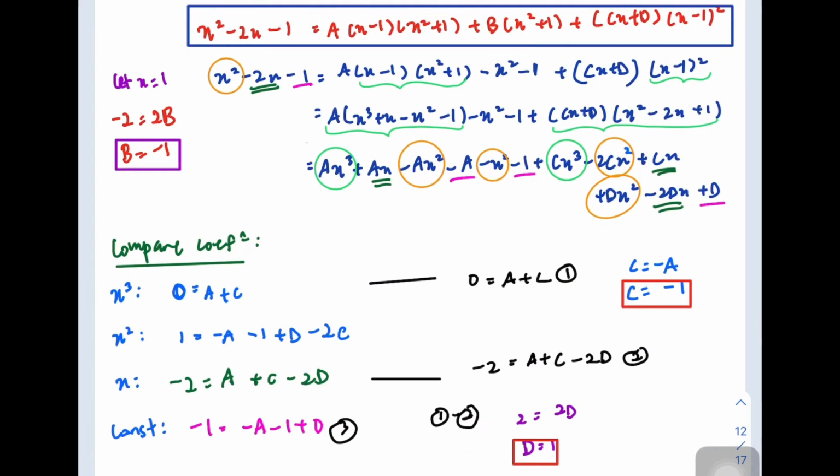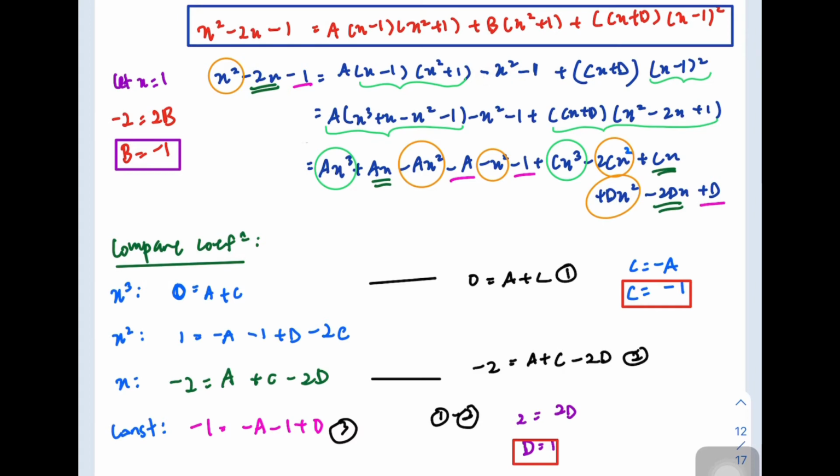First one, we have the factor x minus 1, so we can do the elimination method easily here. We can choose let x equal to 1. When you let x equal to 1, your left hand side is minus 2, and this is cancelled, this is cancelled, and you are left only with this one. So 1 squared plus 1, this is 2B. Let's rearrange, your B is equal to negative 1. So let's fill in B is negative 1, and let's open up everything.